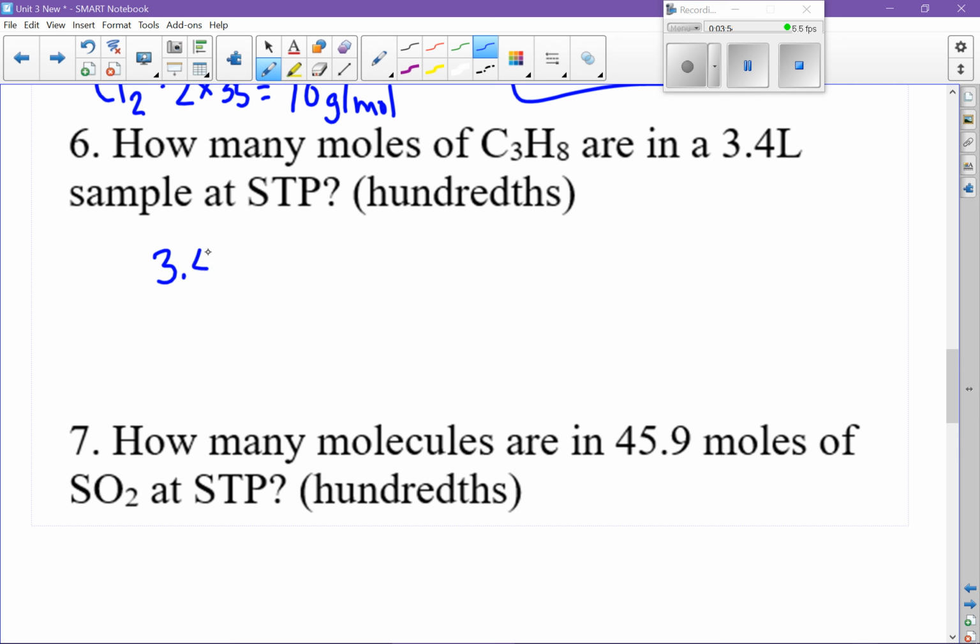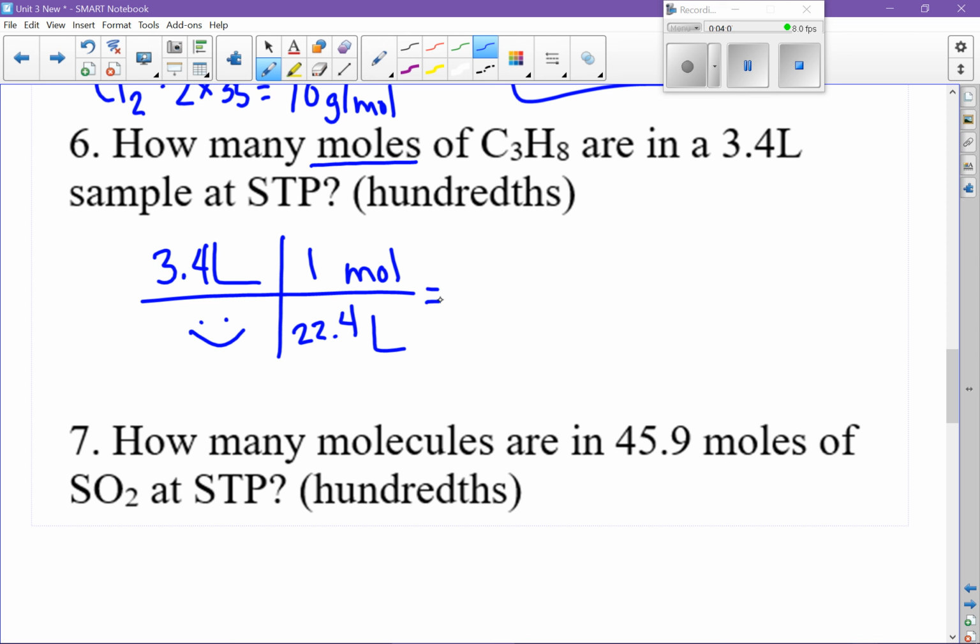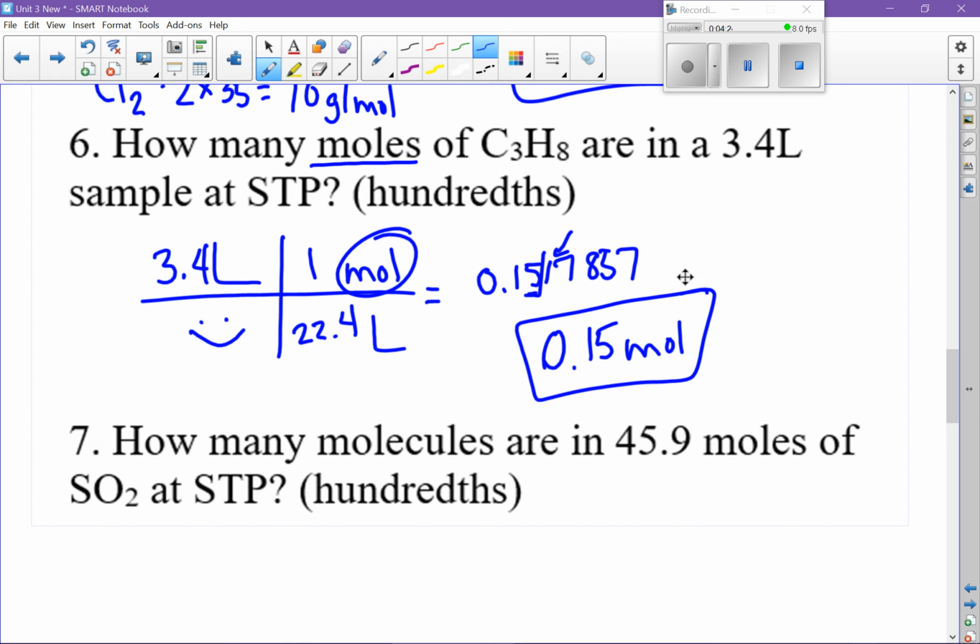Next one, I start with 3.4 liters. Liters is up, so I'll put it down. I'm looking to calculate the number of moles. That goes up on top. Moles always gets a 1. Liters gets a 22.4. My calculator tells me that this is 0.1517857. The hundredths place is here at this 5. The 1 afterwards means it can stay at 0.15. Moles is the unit that I need for my answer.